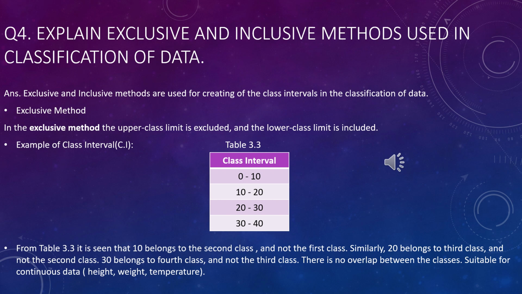Similarly, 20 belongs to the third class and not in the second class. Again, 30 belongs to the fourth class and not in the third class. So there is no overlap between the classes. And in the exclusive method, it is mostly suitable for continuous data like height, weight, temperature, distances.